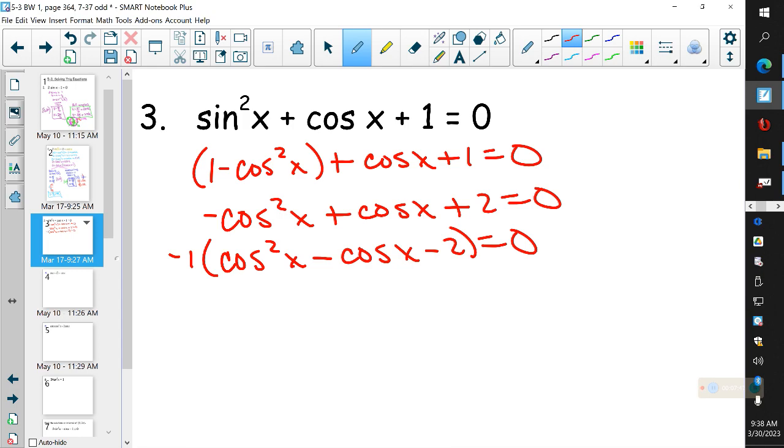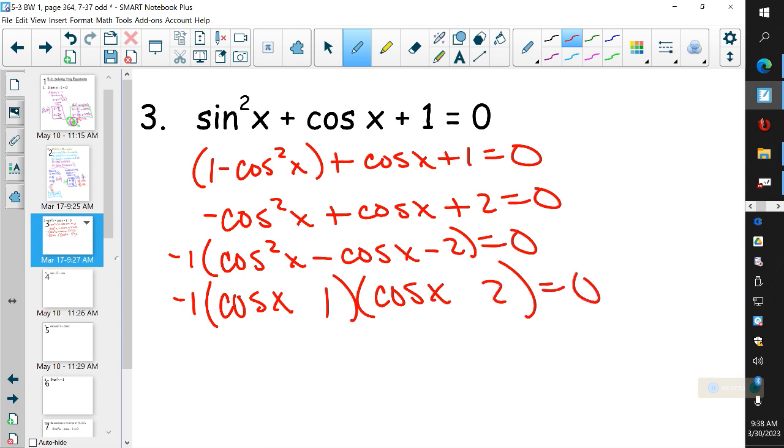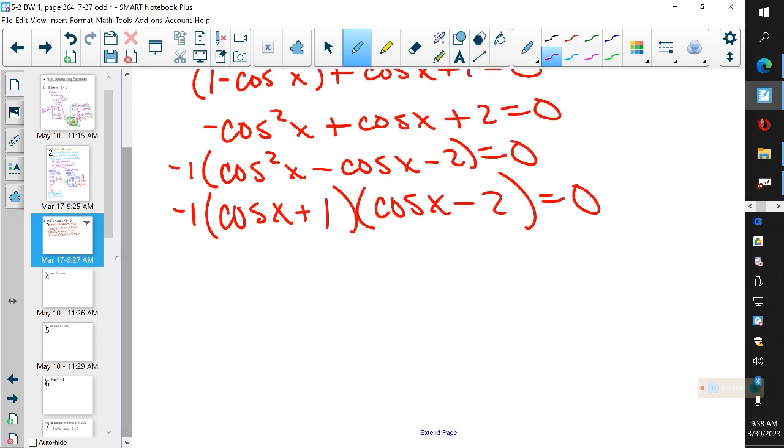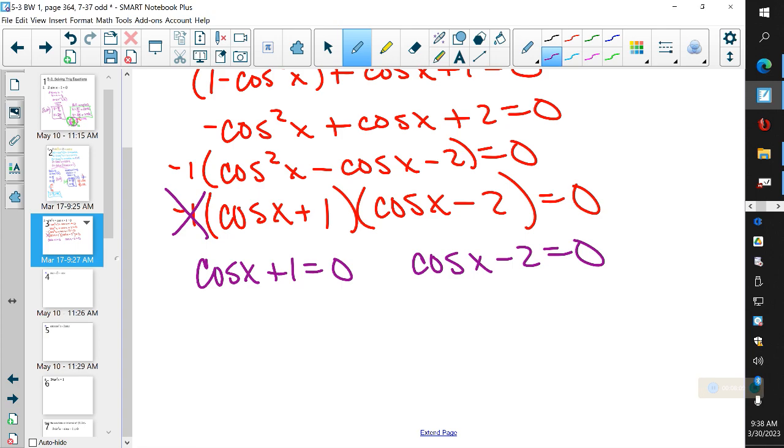And then we're going to factor this into 2 binomials. This is going to be the cosine of x and the cosine of x. And I have to use factors of 2, which are 1 and 2. And I need a negative inside, so that means the 2 is negative and the 1 is positive. This -1 is irrelevant now, so I have the cosine of x plus 1 is equal to 0, and the cosine of x minus 2 is equal to 0.